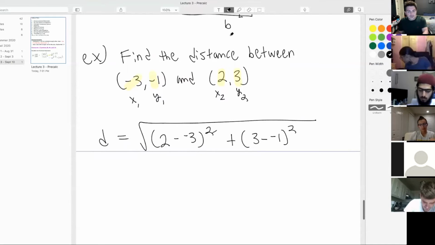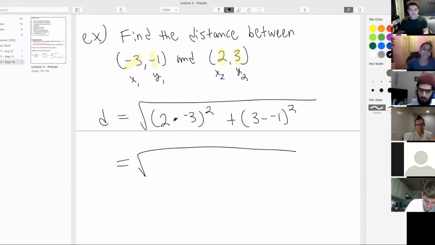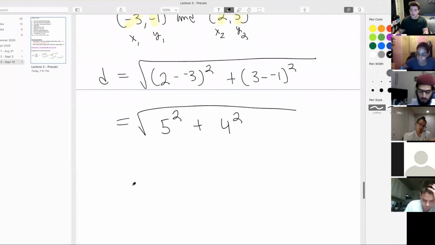Okay, good. And now we can just start simplifying the radicand, okay? So this first parenthesis, 2 minus -3 is the same as 2 plus 3, which is 5. So I'll get 5 squared. The second parenthesis, 3 minus -1 is the same as 3 plus 1, which is 4, so 4 squared. I hope everyone knows that a double negative is the same as a positive. That's what I'm using there.